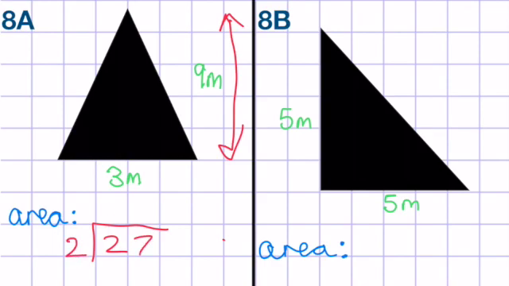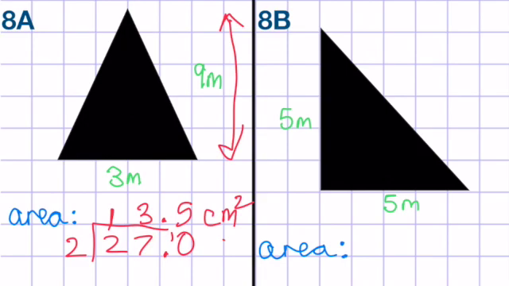2 goes into 2 once. No remainder. 2 goes into 7 3 times with a remainder of 1. 2 goes into 10 5 times. So it's 13.5, but it's centimetre squared, cm². 5 times 5 is 25. And now we need to do 25 divided by 2.